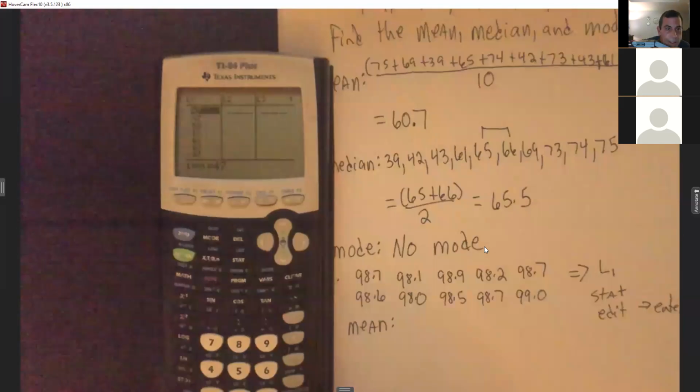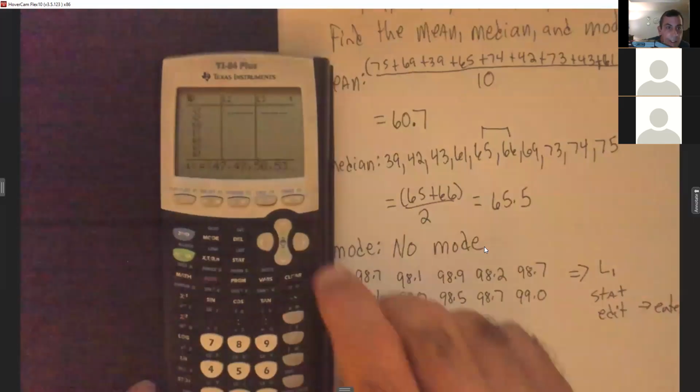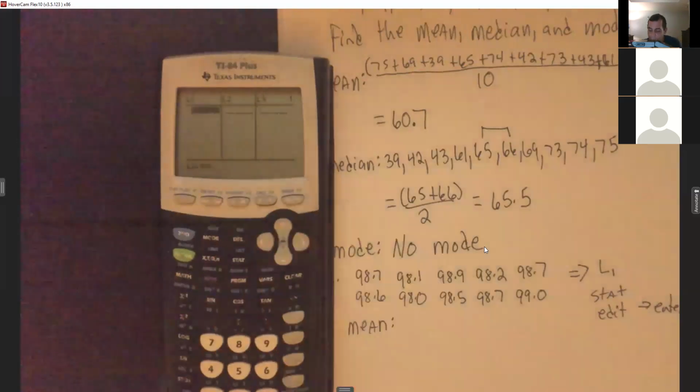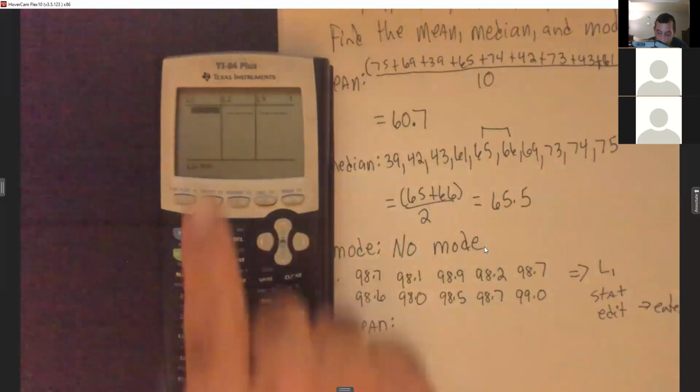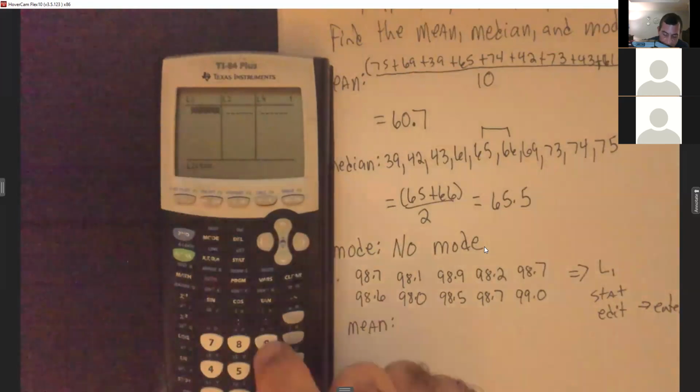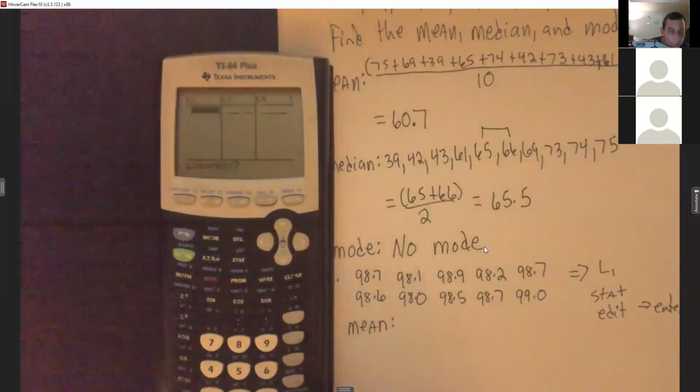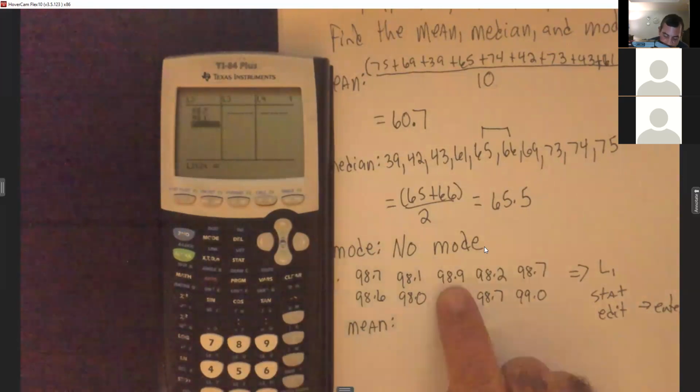So I'm going to clear this list by going up top and hitting delete. So it cleared that list. Now I'm going to come back down. I'm going to put these numbers in L1. So I'm going to do 98.7, enter. Whoops, what's it telling me? Hang on, I keep hitting that negative down there. So 98.7, all right, 98.1, enter. So I'm just putting all these numbers in that first list.